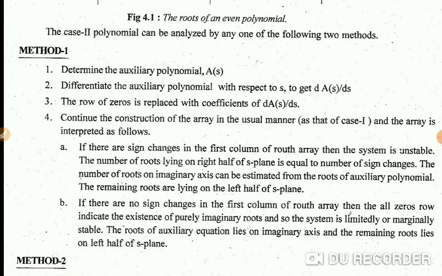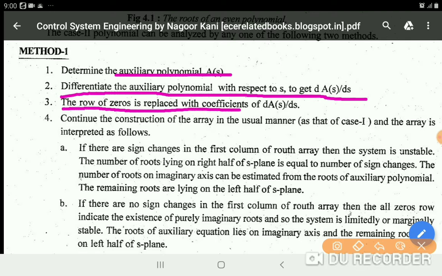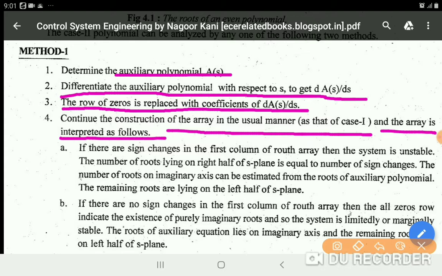So in method 1, first determine the auxiliary polynomial A of s, then differentiate this auxiliary polynomial with respect to s and get dA of s by ds. Then in the third step, the row of zeros is replaced with coefficient of dA of s by ds. Then continue in the usual manner as we did in case 1 and construct an array, and from this array we interpret the following 2 points.